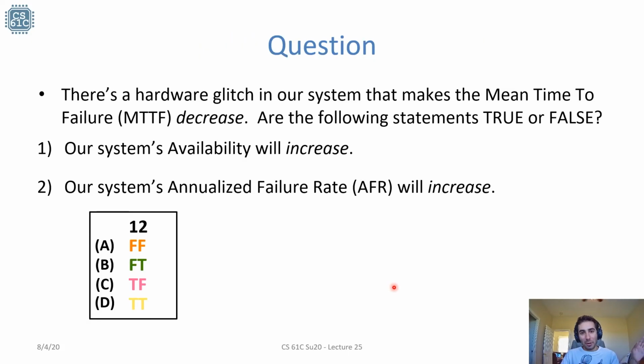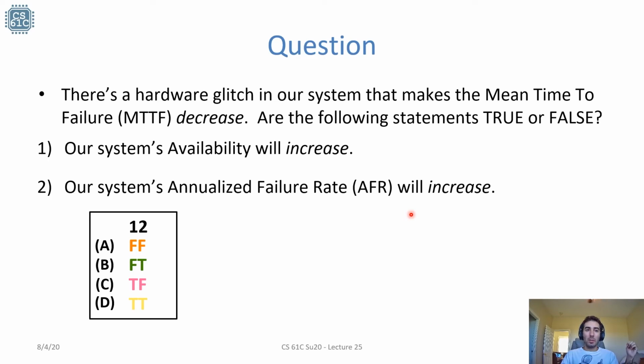So that's it for dependability. Let's finish this off with a question. Okay. There's a hardware glitch in your system that makes the mean time to failure decrease. So the time that it takes between failures is getting smaller. Are the following statements true or false? Our system's availability will increase, and our system's annualized failure rate will increase.